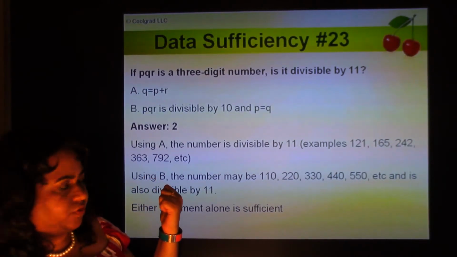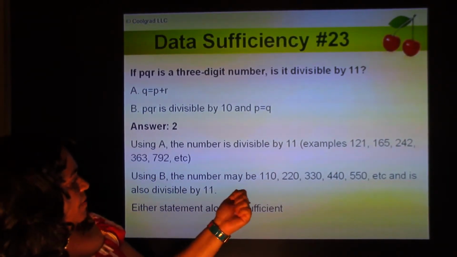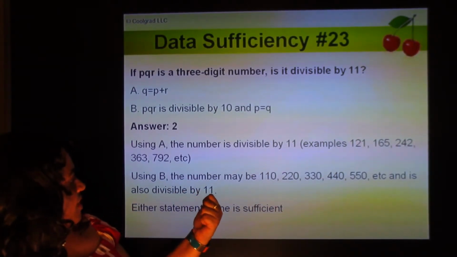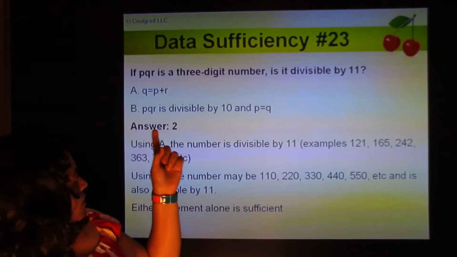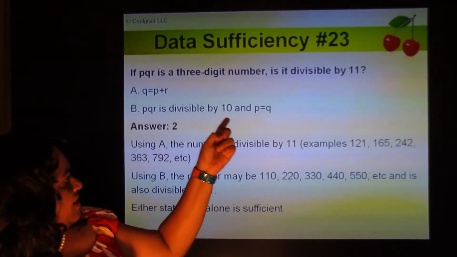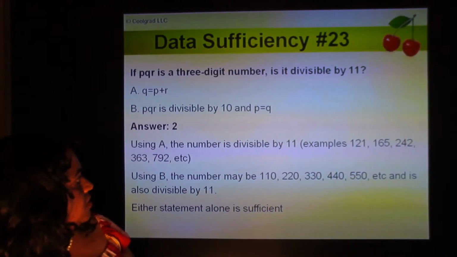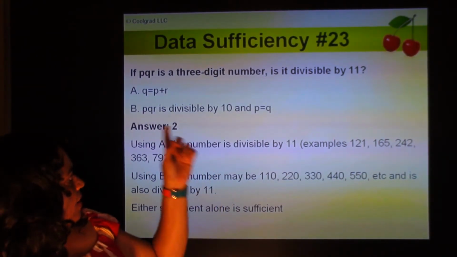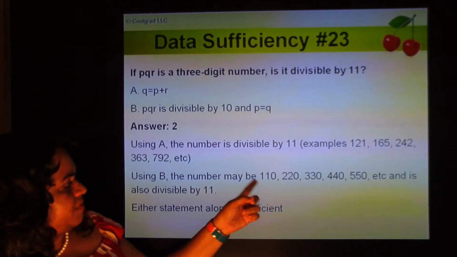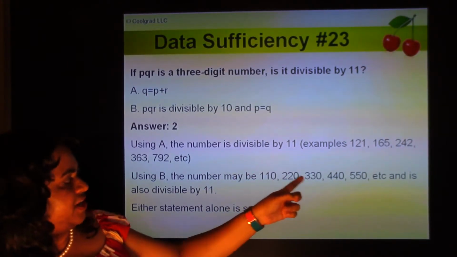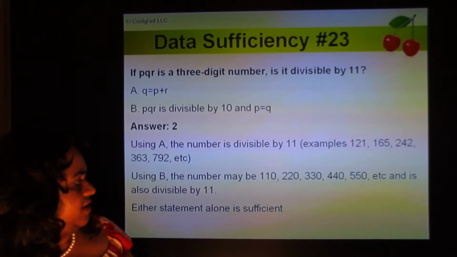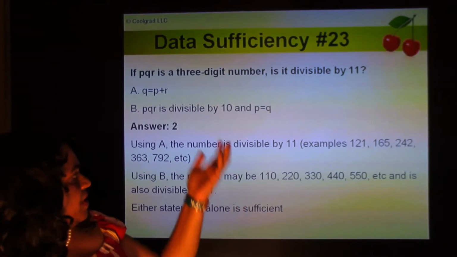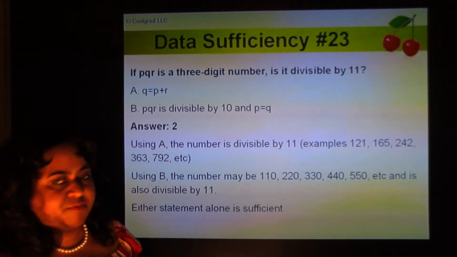So using statement B alone, the number might be 110, 220, 330, 440, 550, etc. and is also divisible by 11. So PQR is divisible by 10 and P equal to Q. It's divisible by 10. That means the last digit R is 0. And P is equal to Q. So the number can only be 110, 220, 330, 440, 550 up to 990. All of these numbers are divisible by 11. Right? So either statement by itself is sufficient. So we pick option number 2.